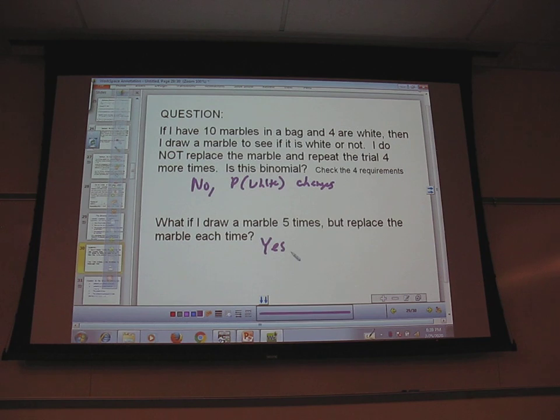Is everybody good with this part? Yes. Okay. If I have 4 out of 10 white marbles, what's the probability I draw a white marble? 4 out of 10. If I put it back, and I draw again, it's still 4 out of 10.